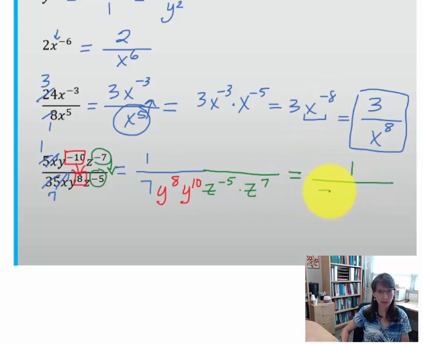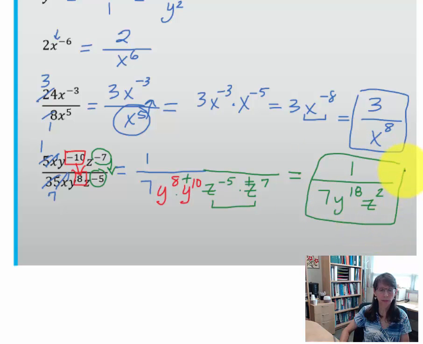We also have 7 in the denominator, and now we're using the product rule. y to the 8 times y to the 10 is y to the 8 plus 10, which makes y to the 18th power. And then for the base of z, negative 5 plus 7, so we're going to have z to the power of 2. And here is our final answer.